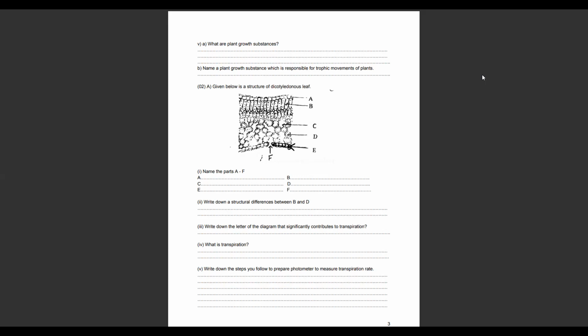Write down structural difference between B and D. When you read the question, please highlight those important words. Functional or structural. Now here they're asking about the structural. What is B? Palisade. D, spongy. Palisade mesophyll and spongy mesophyll. Now, structure: palisade has elongated cells, but spongy has a circular, spherical shape. And in palisade, there are more chloroplasts, but in spongy, less chloroplasts are present, right? Give 1 mark. Write down the letter of the diagram that significantly contributes to transpiration. F, 1 mark, F.